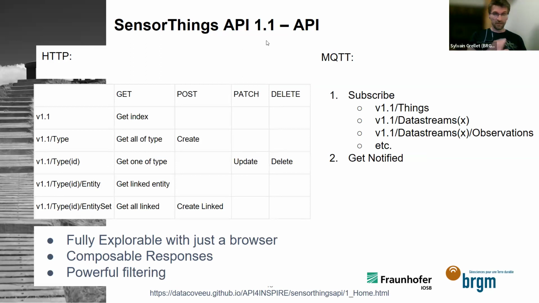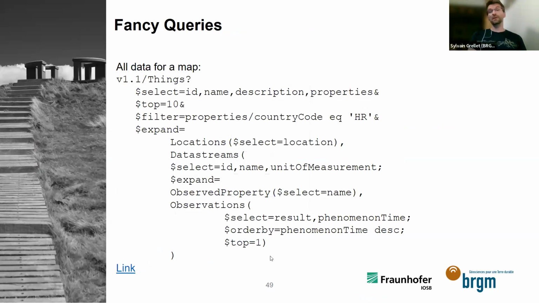The SensorThings API can be queried using HTTP and MQTT. You can get a lot of things, but you can also update and delete stuff. And that's the usual pattern with type, and then you can pass the ID and stuff like that. You can go crazy on queries. This one actually provides you everything you need to just generate a map with stations. You click on them and you have observations and stuff like that.